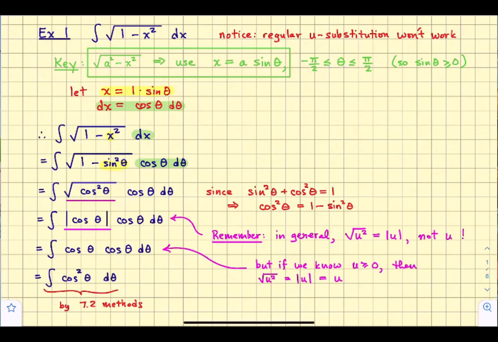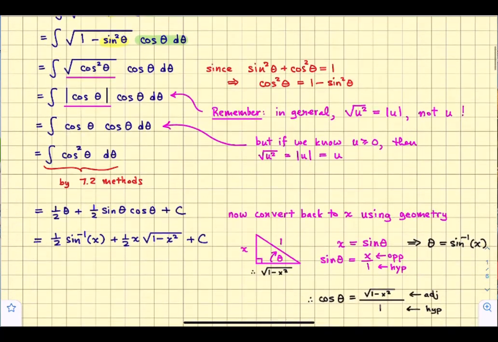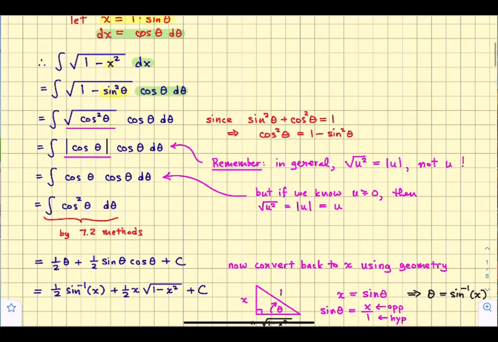So returning to the integral, we get the integral of the cosine of theta times the cosine of theta d theta, which is the integral of cosine squared theta d theta, and we've solved this integral by a variety of methods in section 7.2, so we won't redo that work here, but instead you can compute that and see that we get 1/2 theta plus 1/2 sine theta cosine theta plus an arbitrary constant. Notice here our answer is in terms of theta, even though the original problem was in terms of x, so we need to convert back to x.